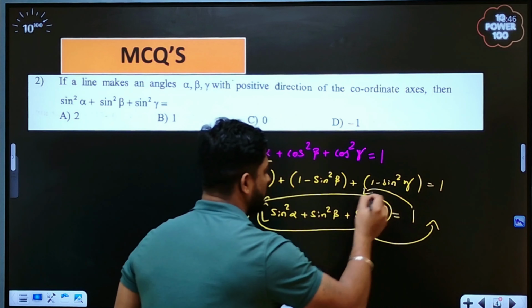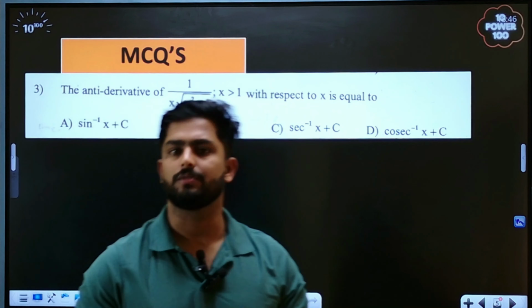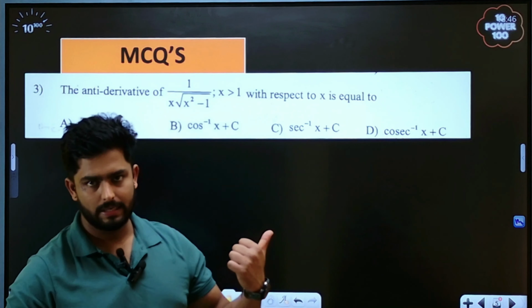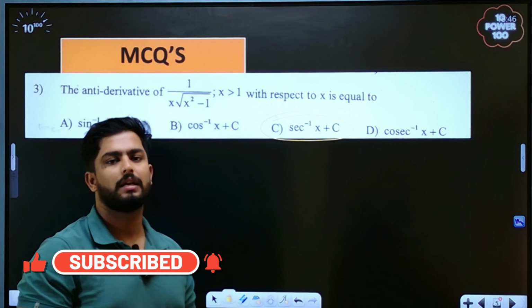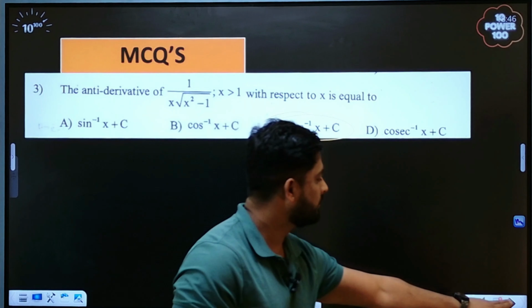Okay, next question. The next question is the antiderivative of 1 by x root of x square minus 1. Very simple one. In your model paper, they have given a minus; in this case, it is plus. So the answer is secant inverse x plus c. If you learn differentiation properly, then you would have written this very clearly.